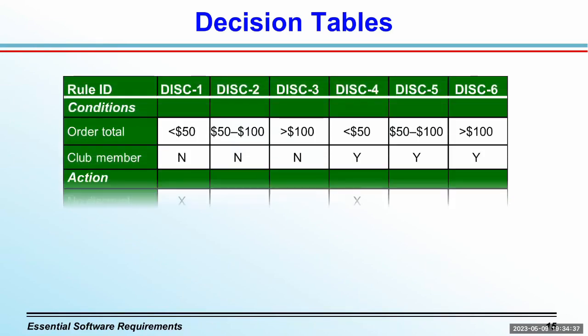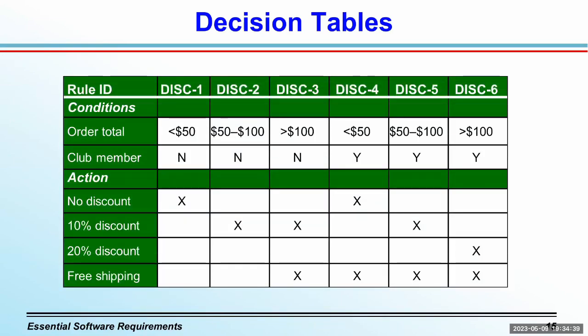Suppose your online store offers various combinations of discounts and free shipping, depending on the total price of an order and whether the customer is a club member. Now, you could write out all those rules in natural language, but displaying them in the form of a decision table like this is easier to understand. The decision table shows all the possible combinations of various conditions and the resulting actions that would take place.